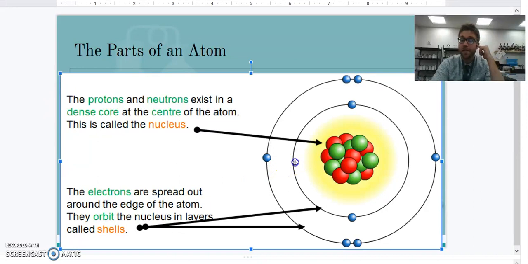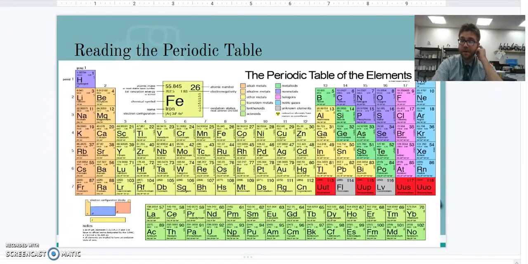The first shell is always closest to the nucleus. Now the first shell can hold 2 electrons. The second shell can hold 8 electrons. And the third shell can also hold 8 electrons. All right, that's the basics of what an atom looks like. Now let's get talking about the periodic table itself.